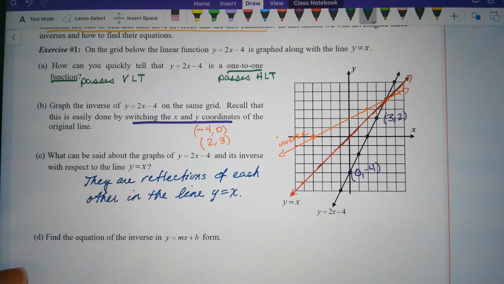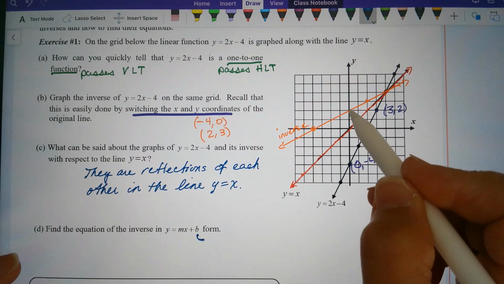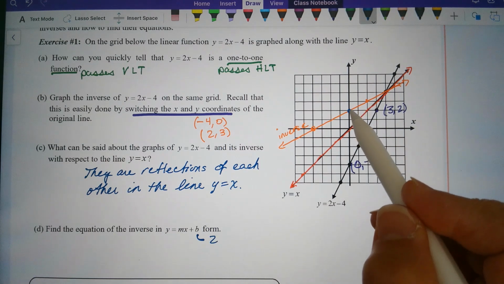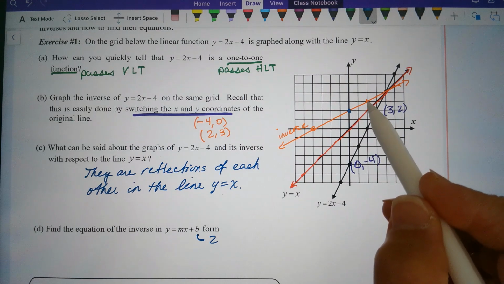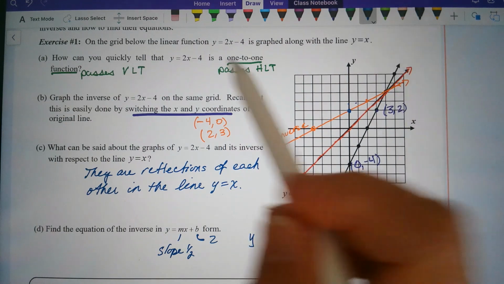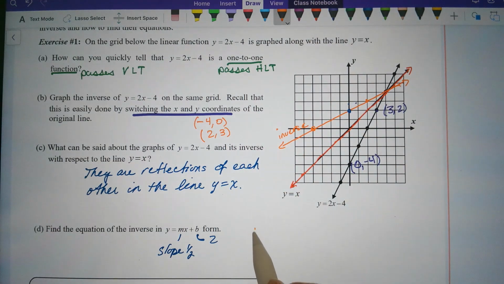Find the equation of the inverse in y equals mx plus b form. So this is slope-intercept form. The y-intercept is right here, which is 2, so b is 2. The slope, we can simply count. If I go from the y-intercept to this point here, I go up 1, and to the right 2. So our slope is 1 over 2, or 1/2. Our equation is y equals 1/2 x plus 2.